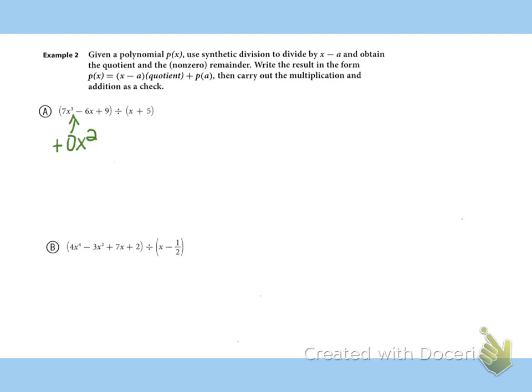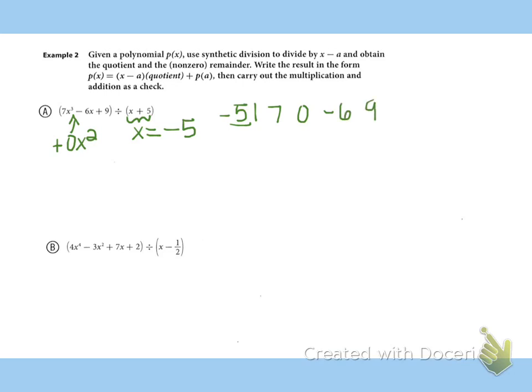Next thing I want to do is see what value would make the divisor equal to 0. We know that x, if it was negative 5, would make that divisor equal to 0. So x equals negative 5 is the number we're going to use and perform that synthetic substitution process. This is what it would look like. We take that negative 5, and we set up that little table. Our coefficients from the polynomial are 7, and then where the missing x squared term is, a 0, a negative 6, and a 9.